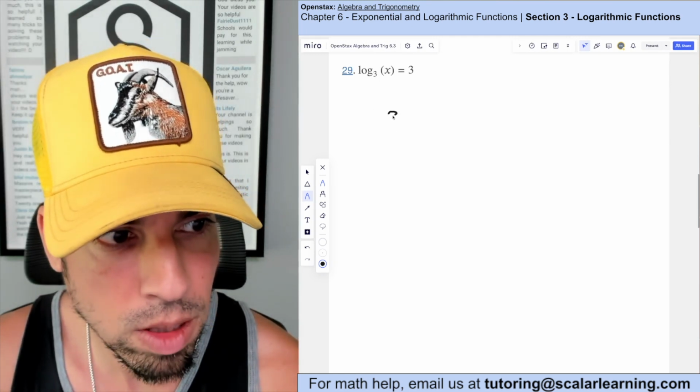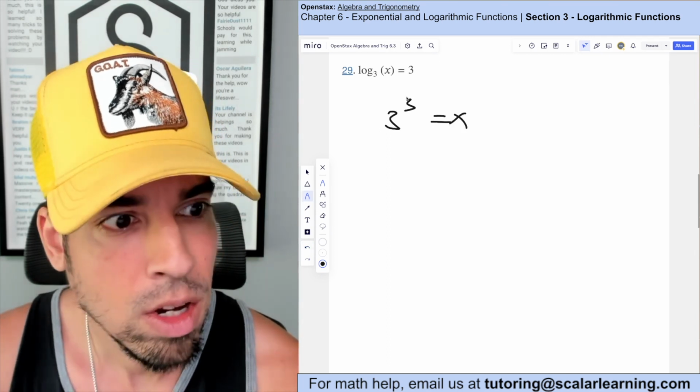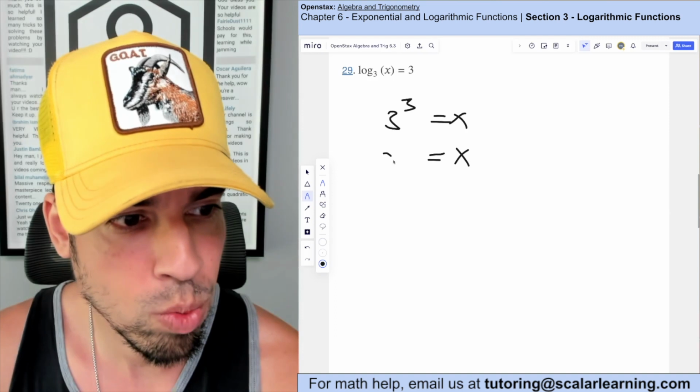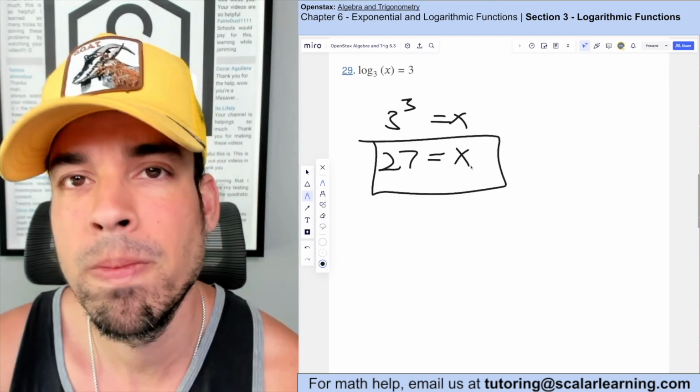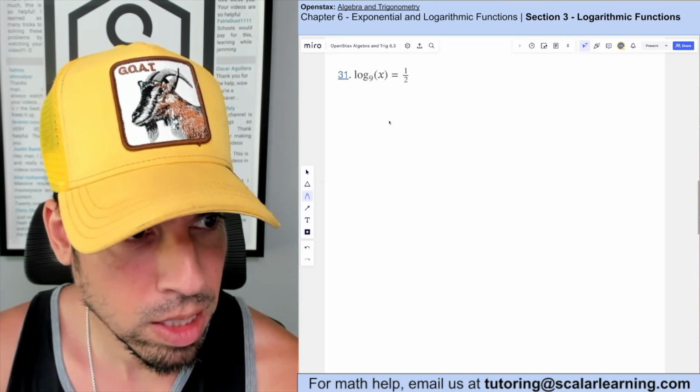So to solve this one, first I'm going to convert it to its exponential equivalent. So it's the base of the log, 3, raised to that as an exponent. 3 to the third equals x. So what is 3 to the third power? 3 times 3 times 3, which is 27. That's how you do it. Done.